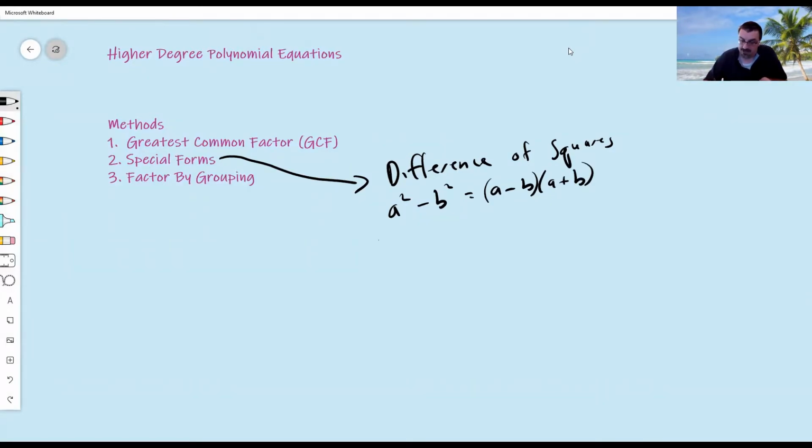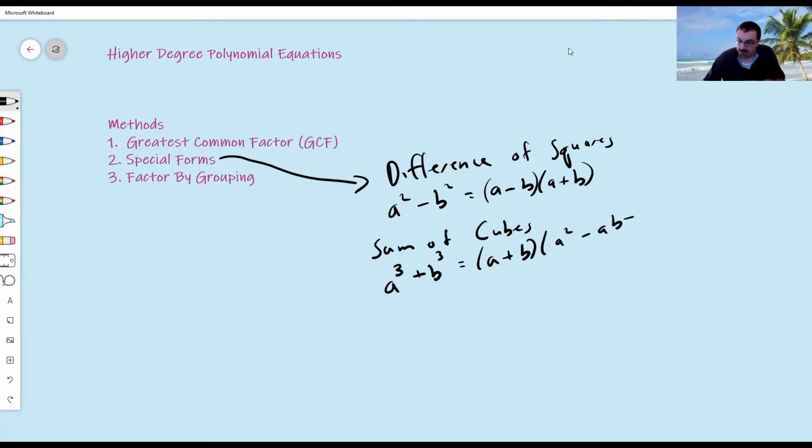And then there's also a sum of cubes, which is a cubed plus b cubed is a plus b times a squared minus ab plus b squared.